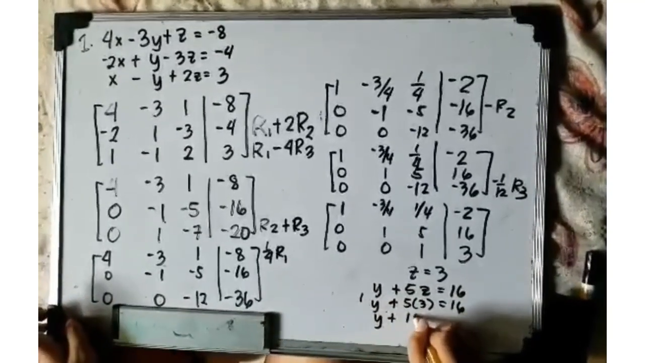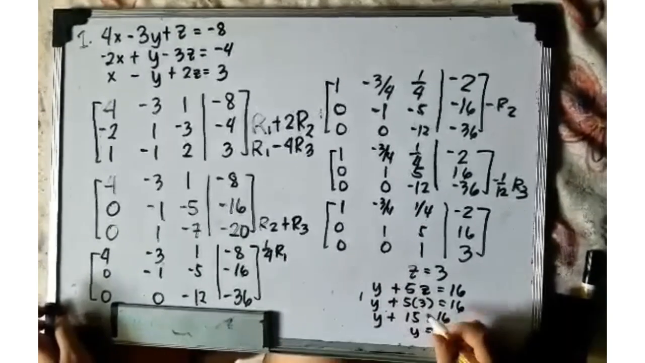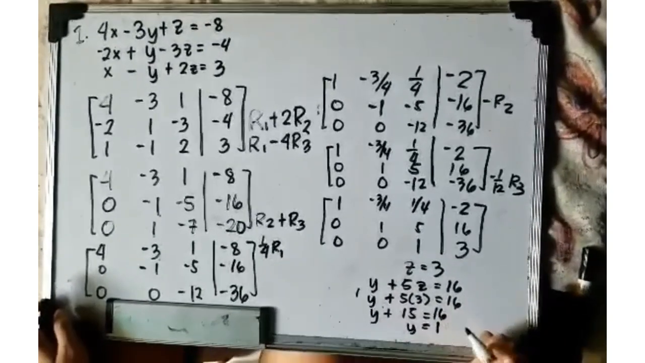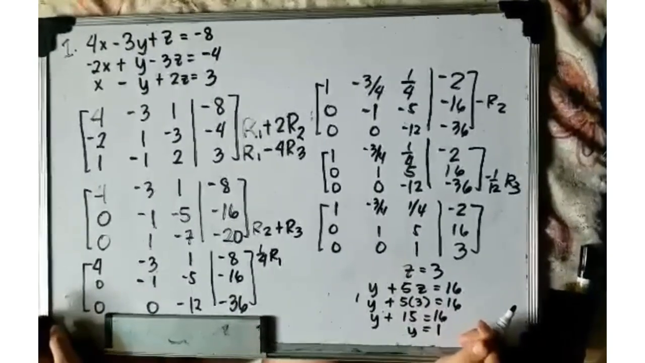Y plus 15 x is equal to 16. Y is equal to 16 minus 15, which is 1. So our y is 1. And the next part is we have to calculate the z.